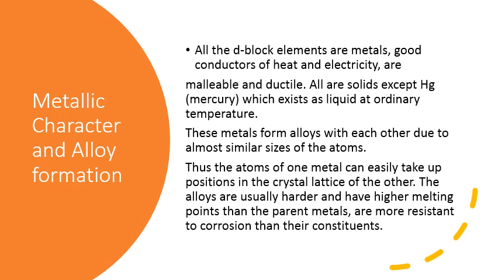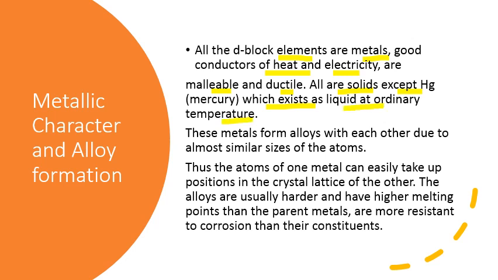Now let us see the metallic character and the alloy formation. What is an alloy? An alloy is a combination of a metal with a metal or a non-metal in a definite proportion. All the d block elements are metals, good conductors of heat and electricity, with the properties of malleability and ductility. And all are mostly solids except mercury. Mercury is a liquid among the transition elements, which exists as a liquid at ordinary temperature.